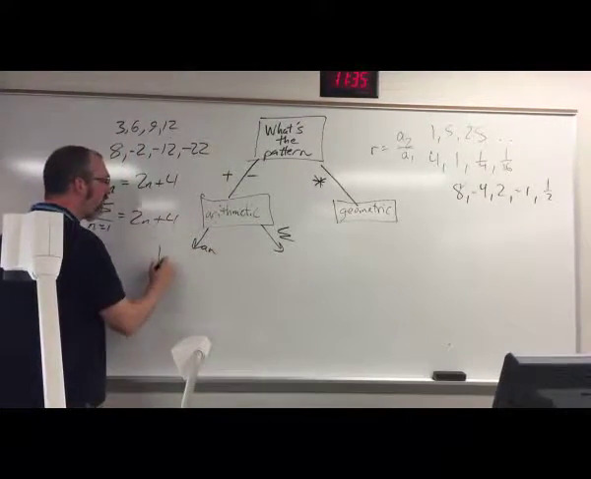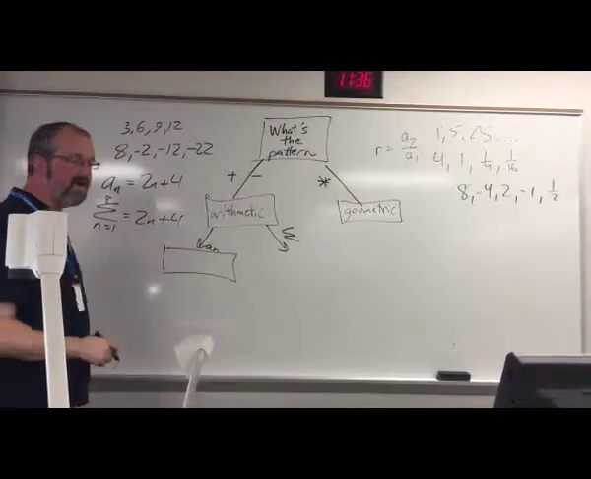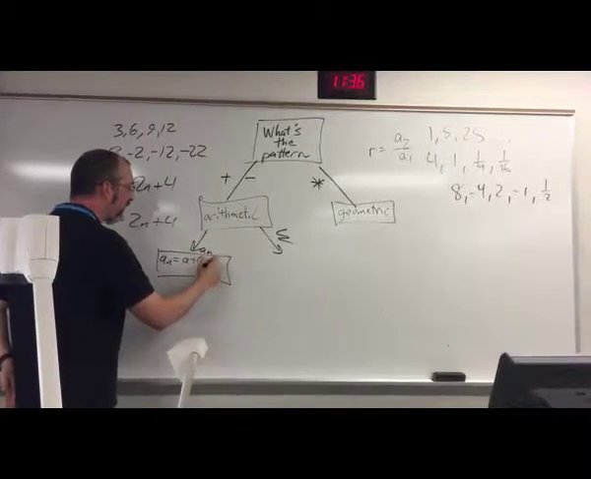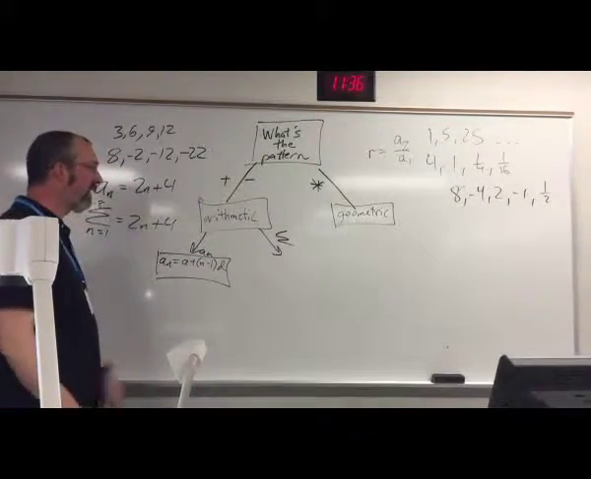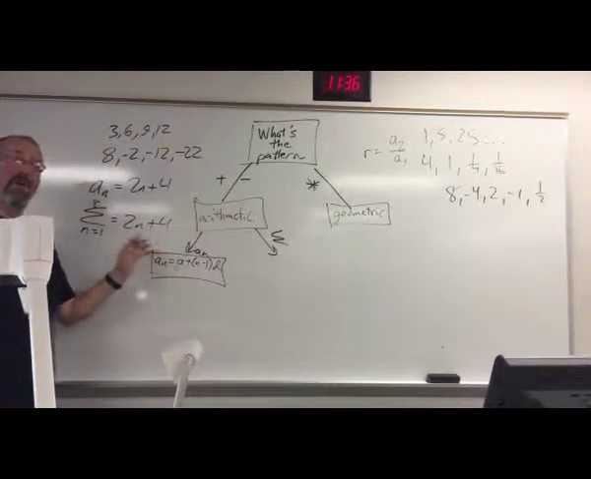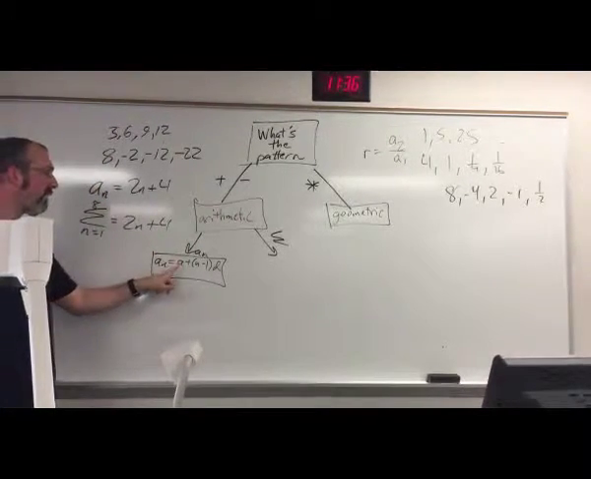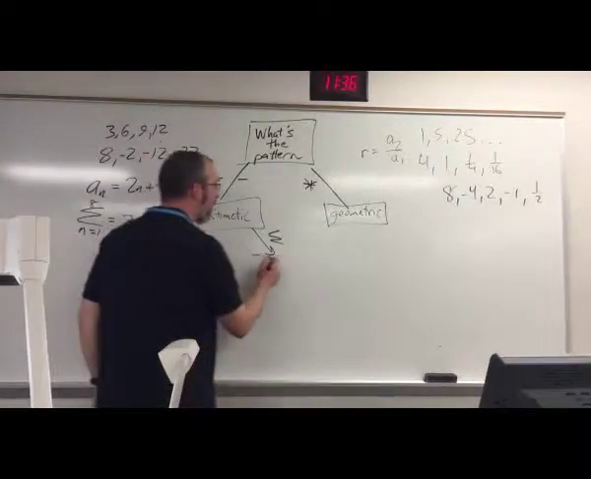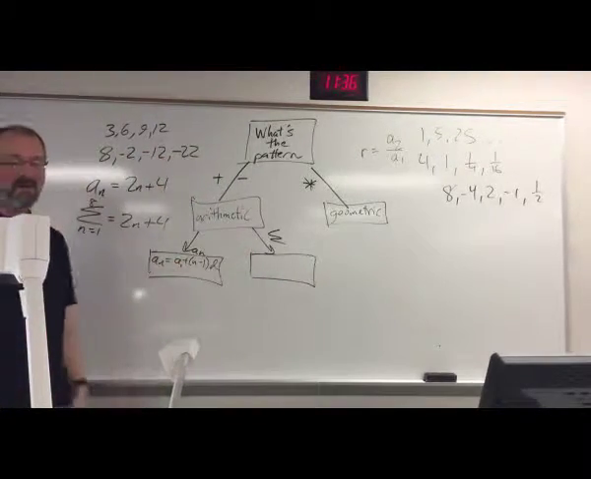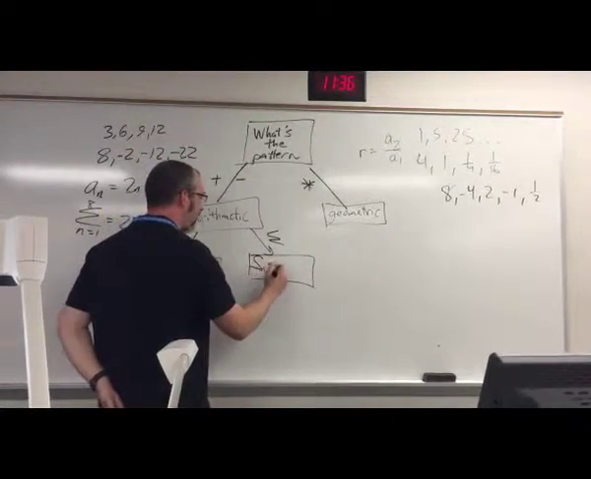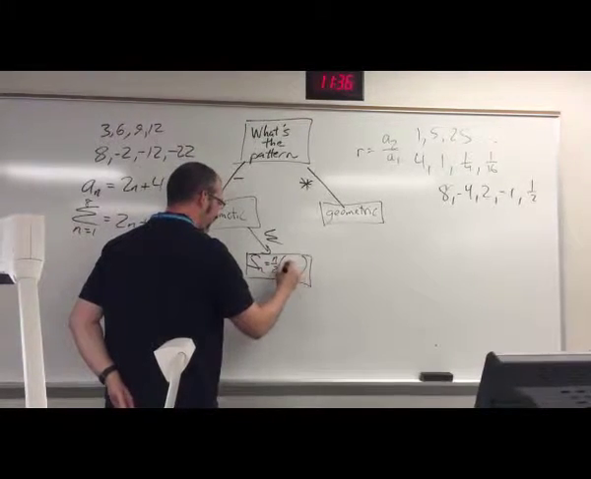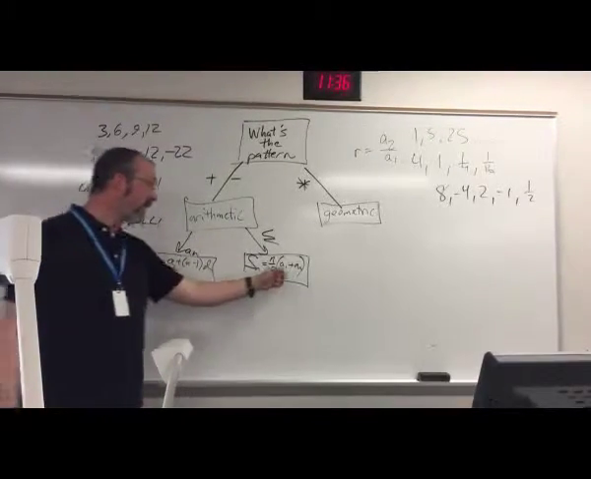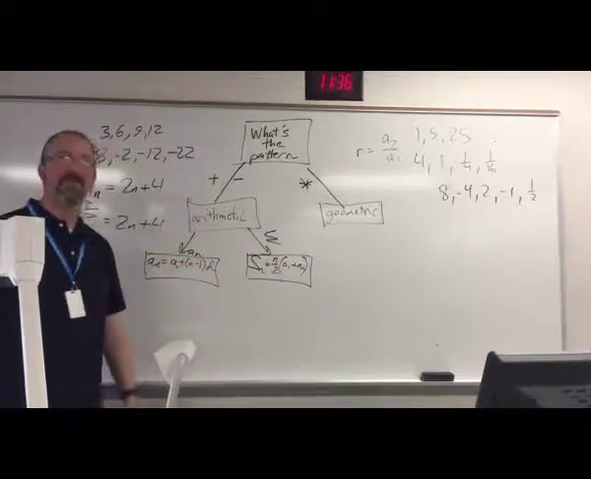But for the a sub n, if it's an arithmetic pattern, then you're going to use your arithmetic formula, which is a sub n is equal to a sub 1 plus n minus 1 times d. And that's for finding an nth term of a problem. You would need to identify your a sub 1, your first term, your common difference, and what term you're going to. Here, this is the sum, and the sum formula is S sub n is equal to n divided by 2 in parentheses a sub 1 plus a sub n. So you need to know your first term, your last term, and how many terms you're going to.